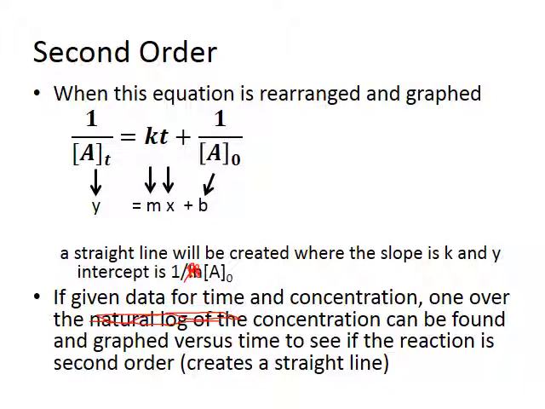So we're given a set of data for time and concentration. We graph the normal equation, the basic raw data. We don't get a straight line. We do the natural log of that concentration data. We don't get a straight line. The last option is to take 1 over the concentration, and if we get a straight line, then we know it's a second order reaction. Take a look.